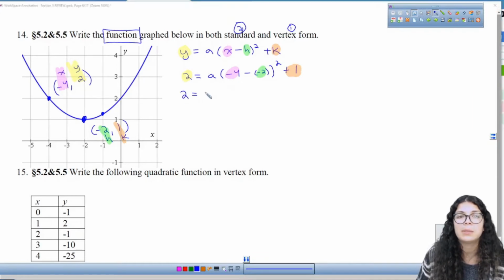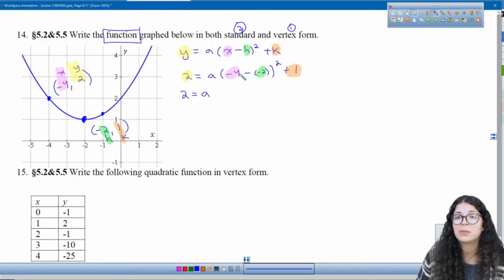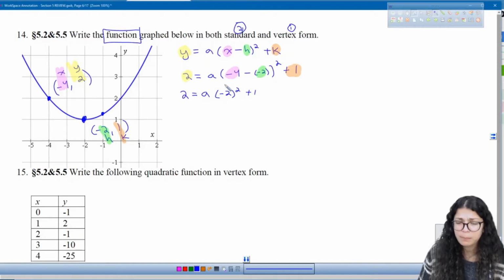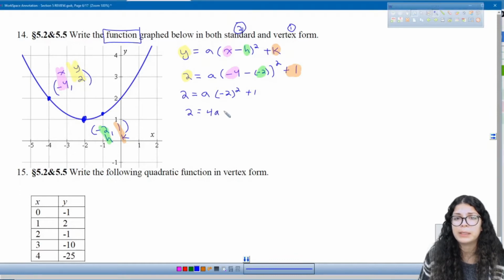So 2 equals a times negative 4 minus negative 2. Double negative here is a plus, so negative 4 plus 2 would be negative 2. The negative 2 squared, right, is 4. So that's a times 4, which is 4a. Bring down your plus 1. Subtract 1 on both sides. We get 1 equals 4a. Divide by 4. So a is 1/4.